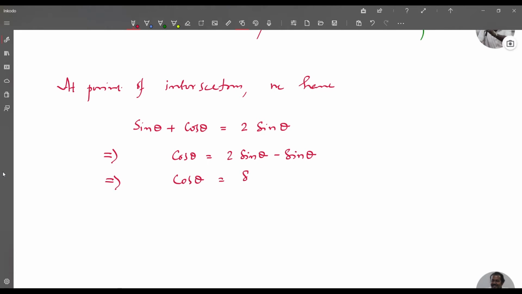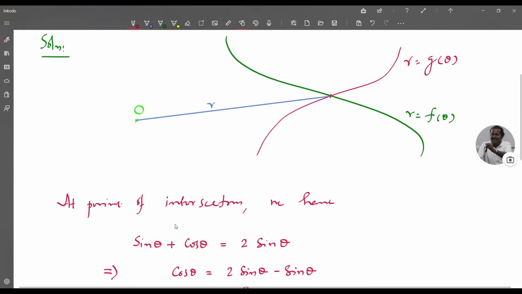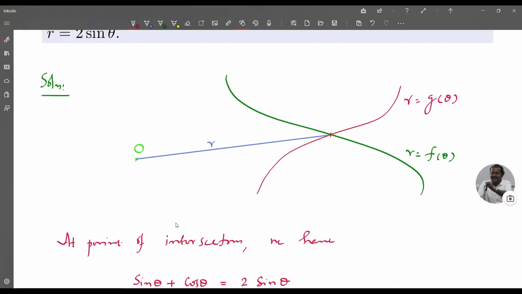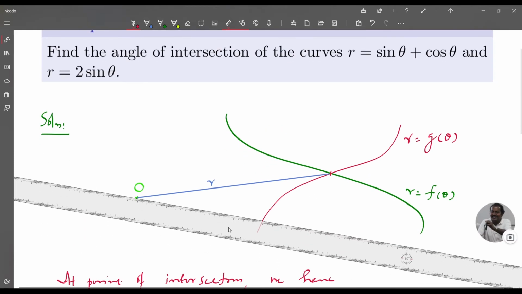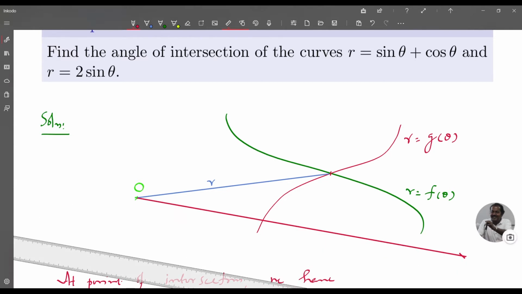This happens if theta is pi by 4. Or this implies sin theta by cos theta equal to 1, or tan theta equal to 1. So theta is equal to pi by 4. At this point the angle made by the radius vector with the initial line is pi by 4. If this is the initial line, this angle is pi by 4.